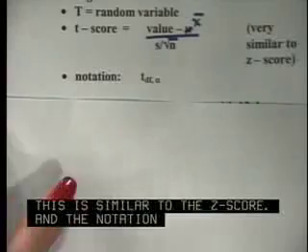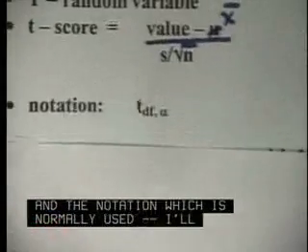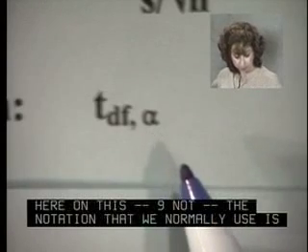This is similar to the z-score. And the notation, which is normally used, I'll zoom right here on this. The notation that we normally use is a student t. We put in the degrees of freedom and the area in the tail.